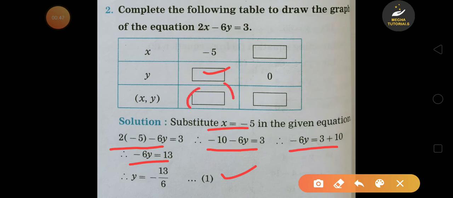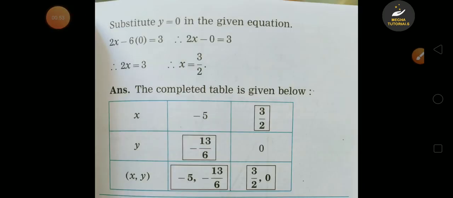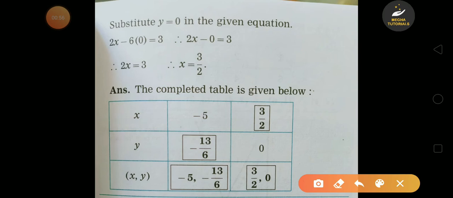Then we will substitute y is equal to 0 in the same equation. So we will get 2x minus 6 into 0 is equal to 3. 6 into 0 is 0. So 2x minus 0 is equal to 3. That is 2x is equal to 3. So using transposition x is equal to 3 upon 2. So in this bracket it will come 3 upon 2 comma 0. So this is your final answer.